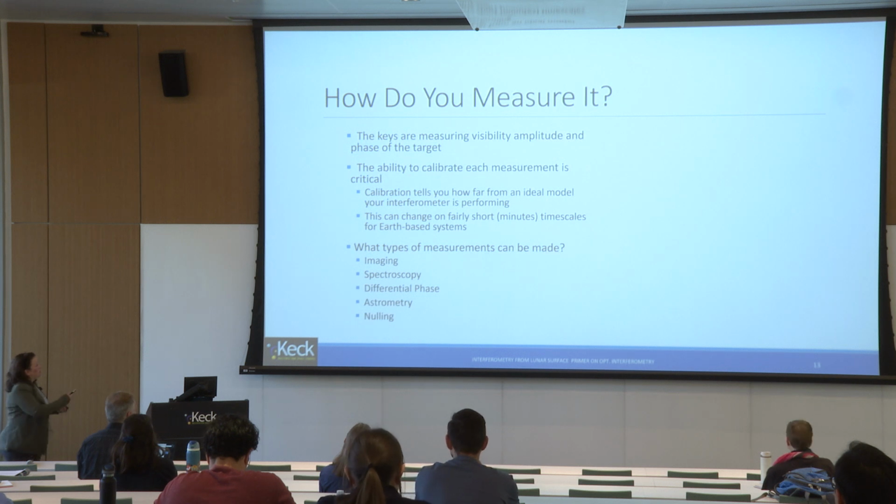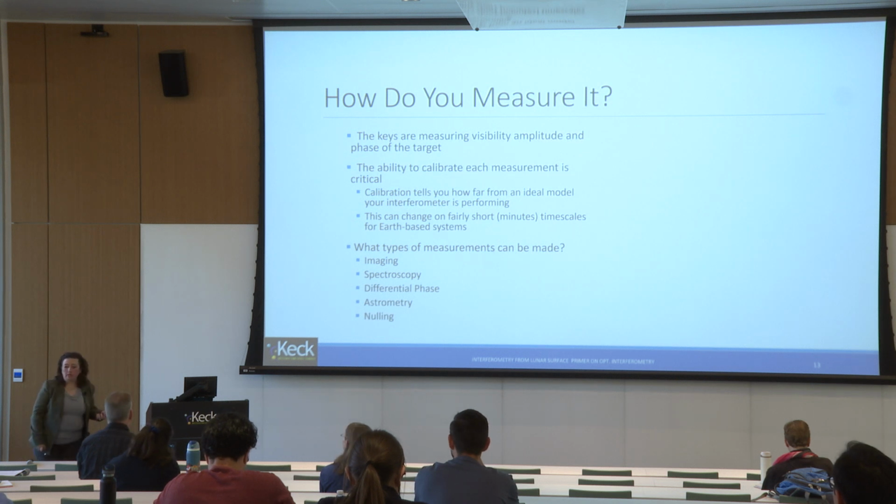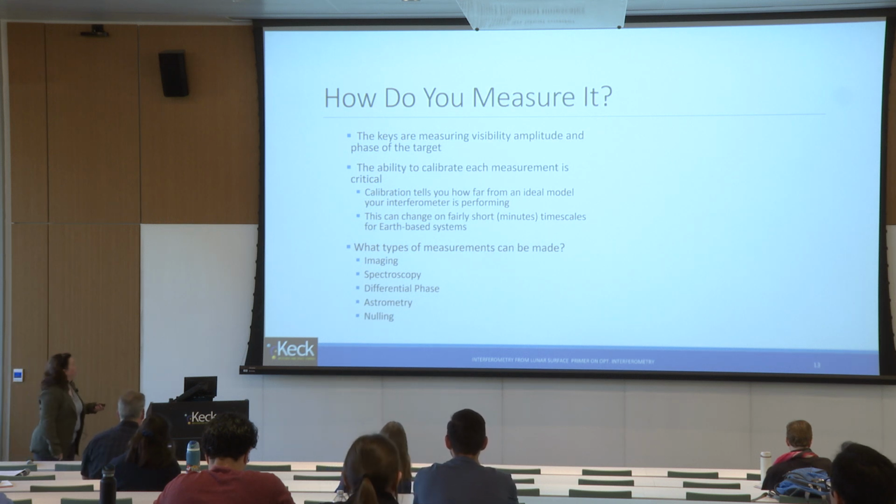So what types of measurements can actually be made? These are the ones I'm going to go through quickly, a couple of slides on each one. How am I doing on time? 10. Okay, we can do this in 10. All right, imaging, spectroscopy, differential phase astrometry, and nulling.